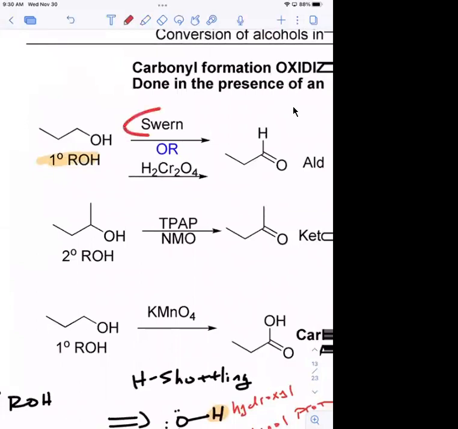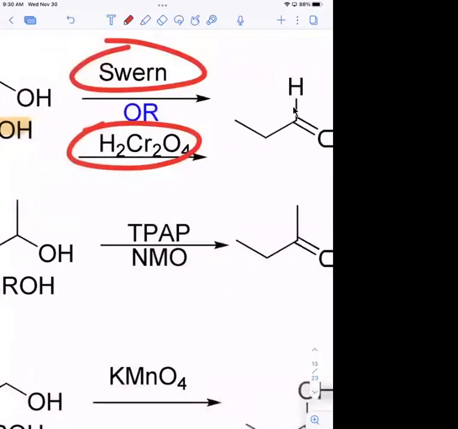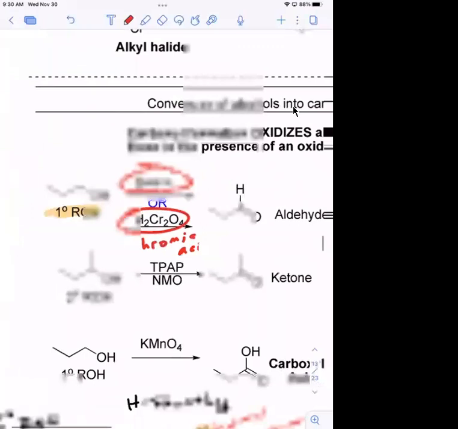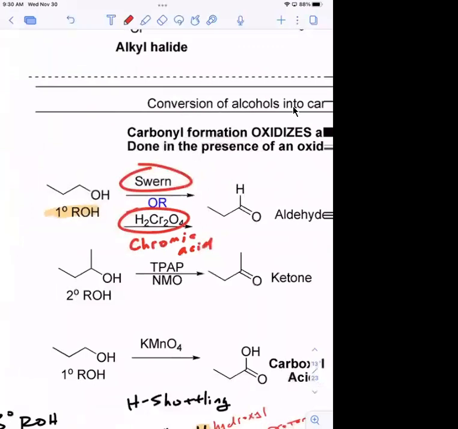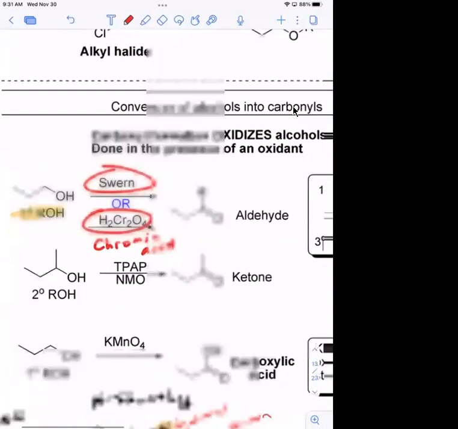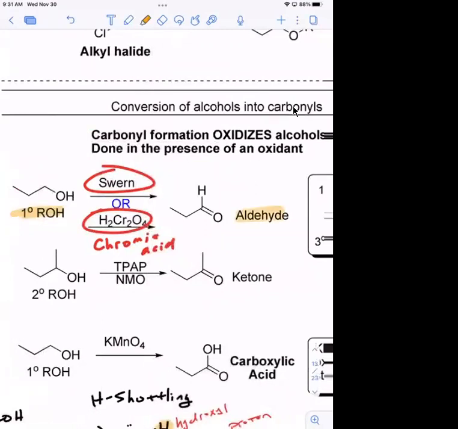So you can do Swern oxidation, or you can do chromic acid oxidation. Both of those work just fine, right? Both of those will take a primary alcohol. And if you look at the product, the primary alcohol is going to get converted into an aldehyde, right? Functional groups are very important. This is the aldehyde functional group right here. There's a hydrogen on that carbonyl, right? So if you do Swern or chromic acid on a primary alcohol, it's going to give you an aldehyde.